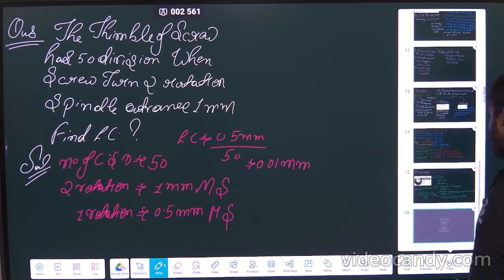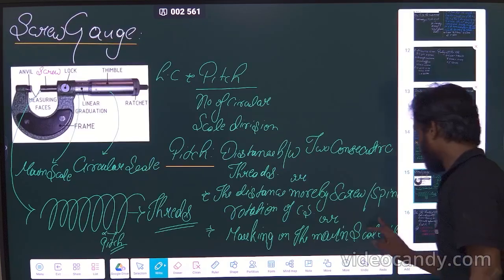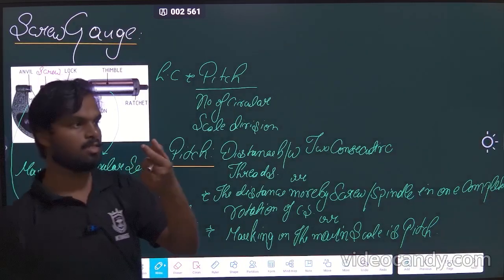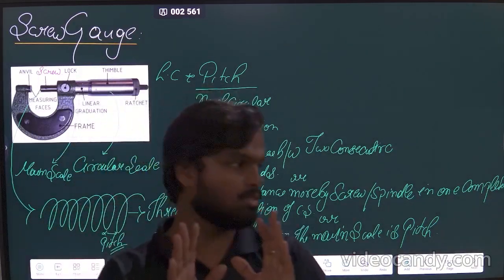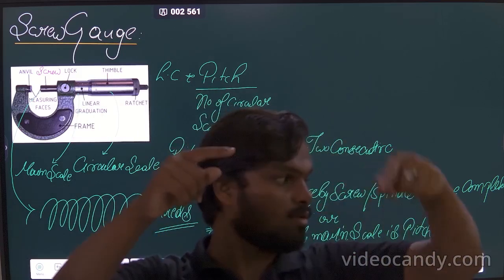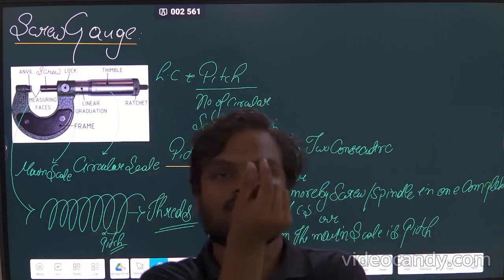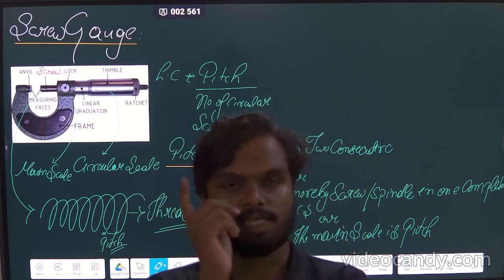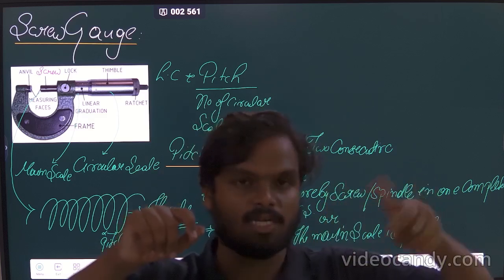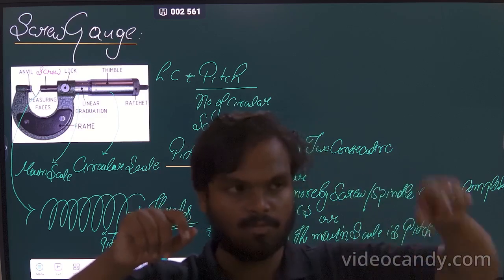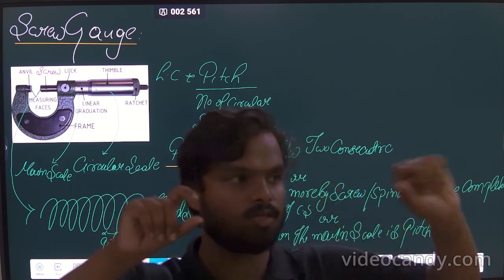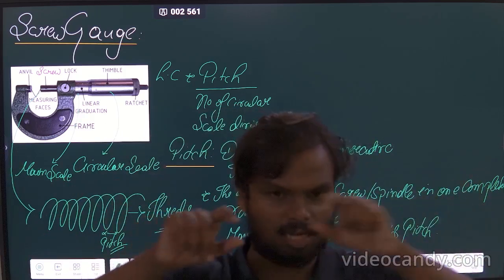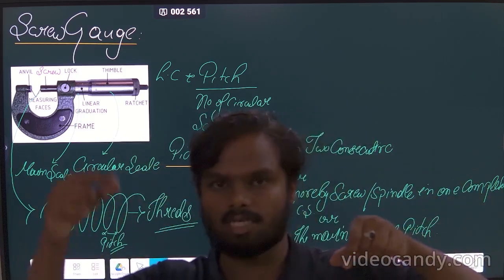See, try to understand again. Basically, what is my pitch? Pitch is defined as the successive distance between 2 threads. Suppose this is my thread; the distance between these 2 threads is called the pitch. Second thing: suppose this is my spindle, this is the main scale, and this circular scale we call the thimble. This is my circular scale, and there is a main scale and the screw.